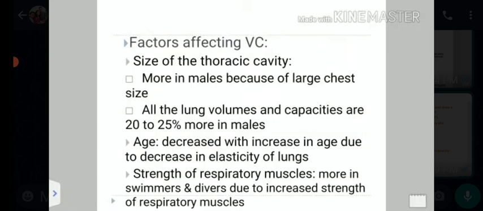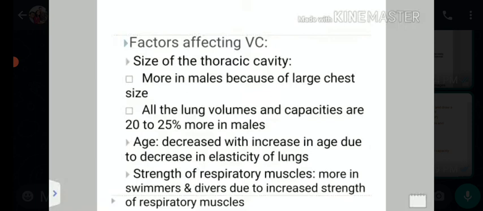Factors affecting vital capacity. Physiological factors are size of the thoracic cavity. Vital capacity is always more in males because of the large chest size. Vital capacity of male is 2.6 liters per meter square of body surface area, and in females it is 2.1 liter per meter square of body surface area. All the volumes and capacities are 20 to 25% more in males because of the large chest size, more muscle power and more body surface area.